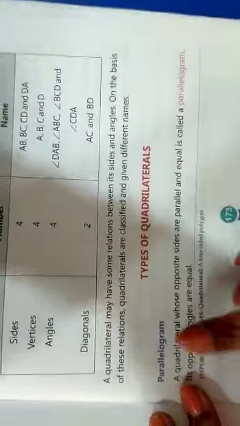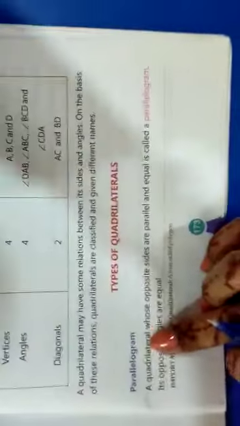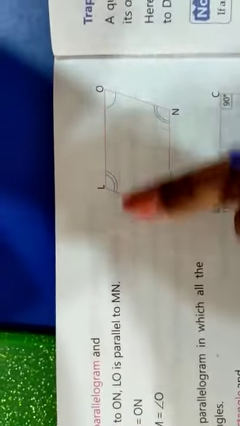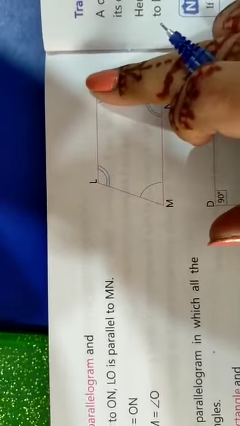Let's discuss once again. First one is parallelogram. Types of quadrilateral. It's a parallelogram. What is parallelogram? It's a quadrilateral whose opposite sides are equal and parallel, and opposite angles are equal. This is the shape. Opposite sides are equal and parallel, and opposite angles are also equal.